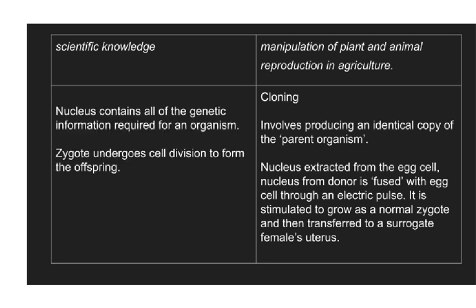The scientific knowledge that underpins cloning includes knowing that the nucleus contains all of the genetic information required for an organism, as well as knowing that the zygote, once formed, undergoes cell division to form a normal offspring.